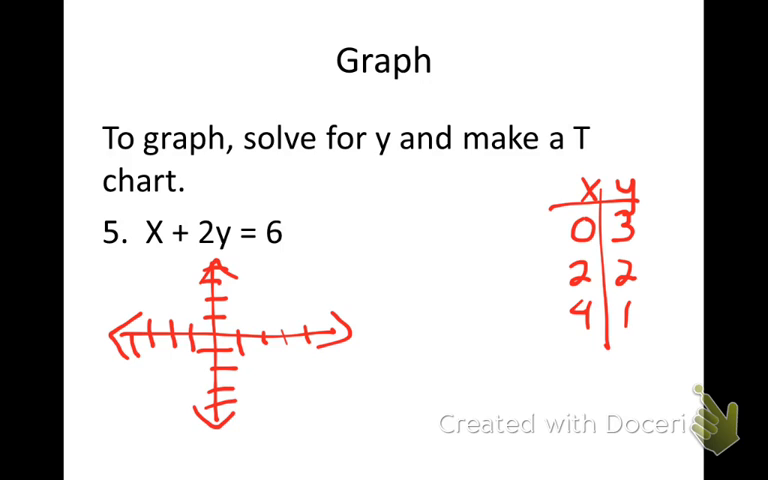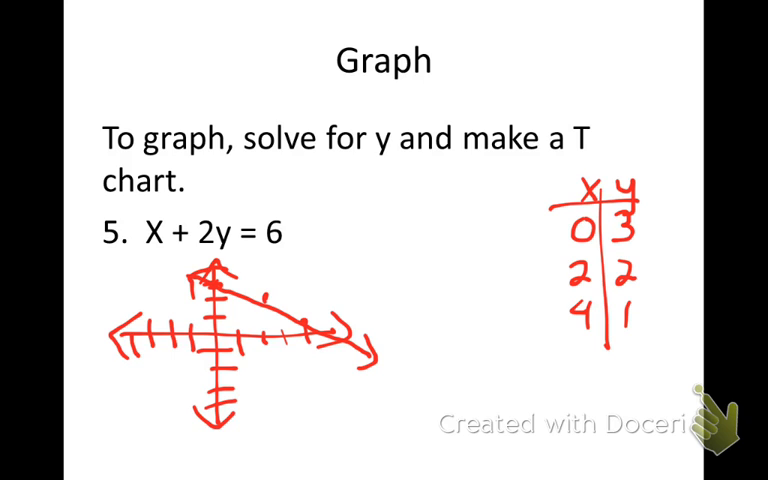So 0, don't go anywhere right. I'll have to go up 3, would be right there. 2, 2, right 2, up 2 would be right there. And 4, 1, 1, 2, 3, 4, 1. And so this is a linear equation, so it should be, not very straight, but a straight line. Oops, missed my 1 point. Like that. So there's my linear equation.